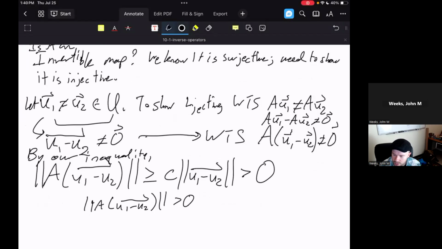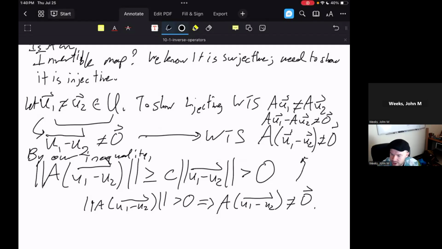greater than 0, which we know can only happen, because of the definition of a norm, whenever you look at A(U1 minus U2) and what you have is not the zero vector. Because the only time that you can get a norm equal to 0 is if you have the 0 vector, and vice versa. If you have the 0 vector in there, its norm has to be equal to 0. So this is coming from the definition of the norm.